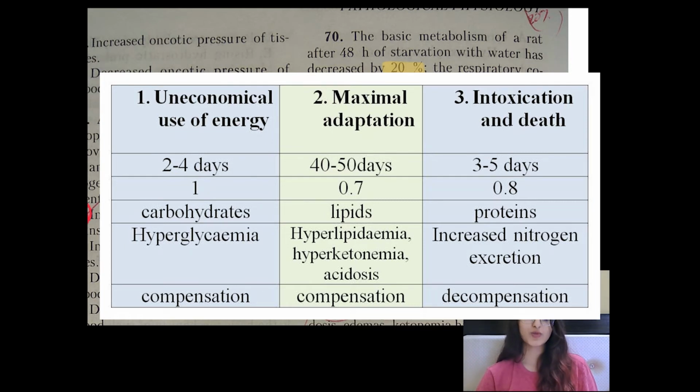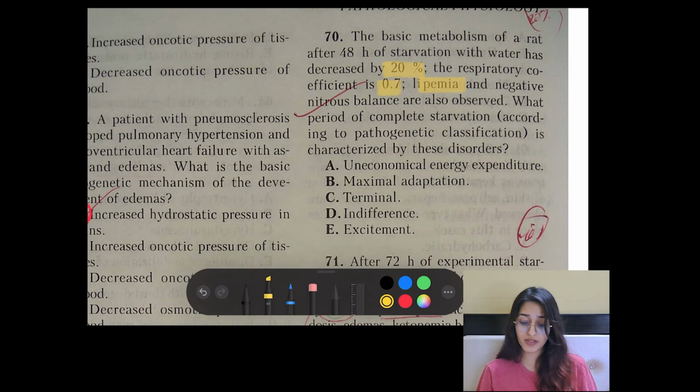And then in the last stage, when everything is finished, the body now starts using proteins. The proteins are very essential for the body. Now when proteins start being used, the respiratory coefficient becomes 0.8. So you should remember all the respiratory coefficients and in which period of starvation which substrate is utilized. Now in this question, the respiratory coefficient is 0.7 and lipemia, lipids in the blood, is observed. So this is the second stage of starvation, that is maximum adaptation.